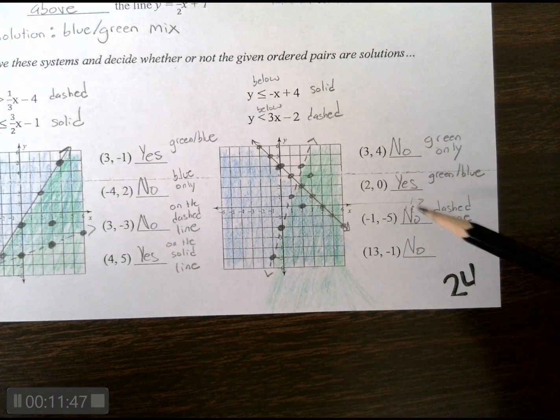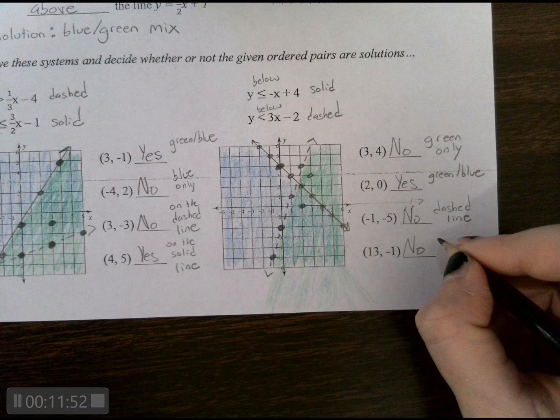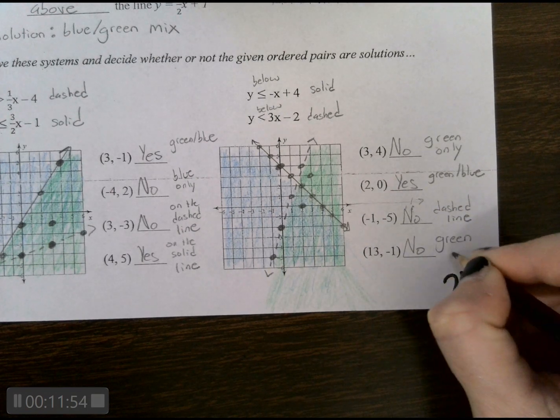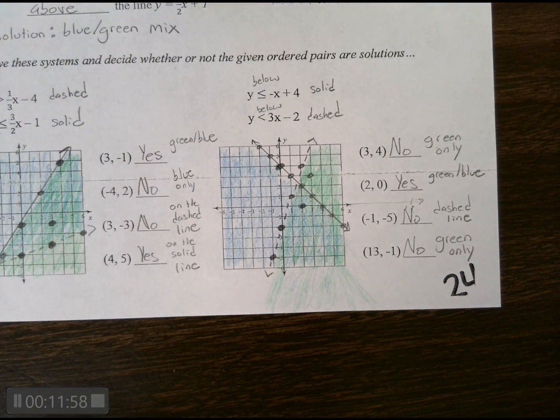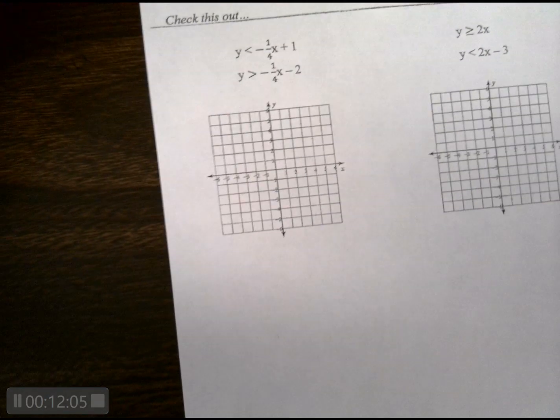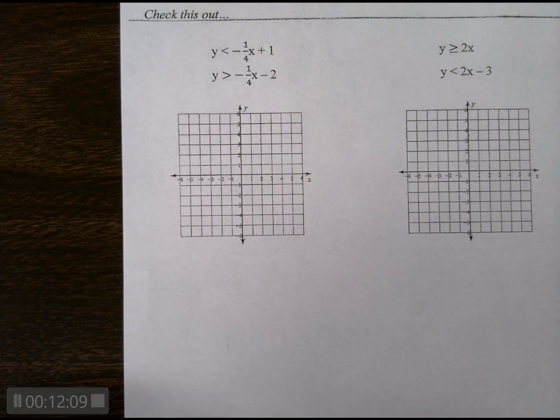And what color would this be? Would it be blue or green? It would be green. Okay? Alrighty. So let's move on to the back now. Okay. And we're going to graph these.